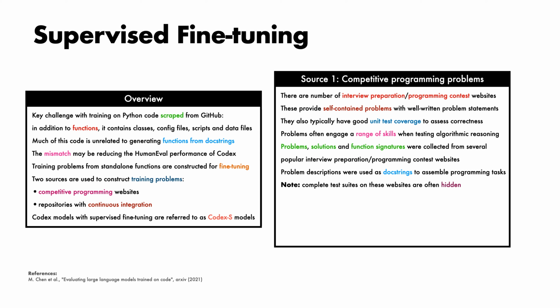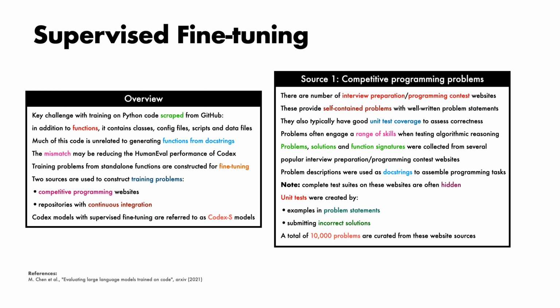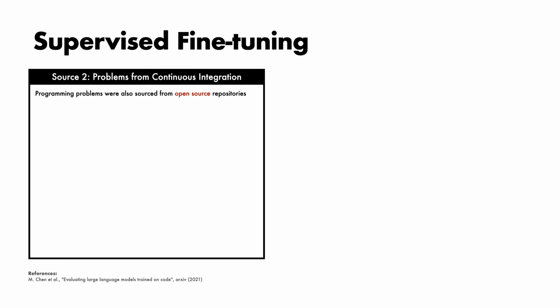To work around this, unit tests were created by extracting them from the examples that were provided in the problem statements, and by submitting incorrect solutions to these websites. A total of 10,000 problems are curated from these collective website sources. A second source of programming problems for fine-tuning was open source repositories. For this, tracing was used to collect inputs and outputs for functions called during integration tests by using sys.setprofile to enable Python source code profiling.